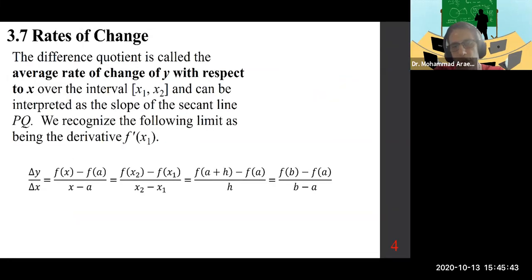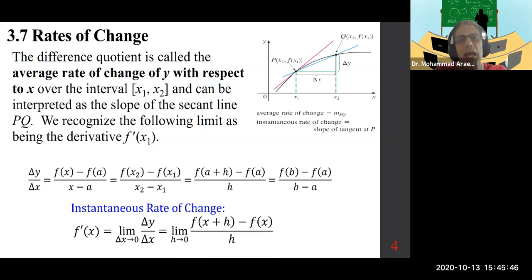Remember, in general, the rate of change refers to the average rate of change of y with respect to x. Now, the instantaneous rate of change becomes the derivative function, okay? We have seen this before. And again, when we look at the graph, we can see the average rate of change of y with respect to x represents the slope of a secant line PQ, okay? It represents the slope of a secant line PQ in blue.